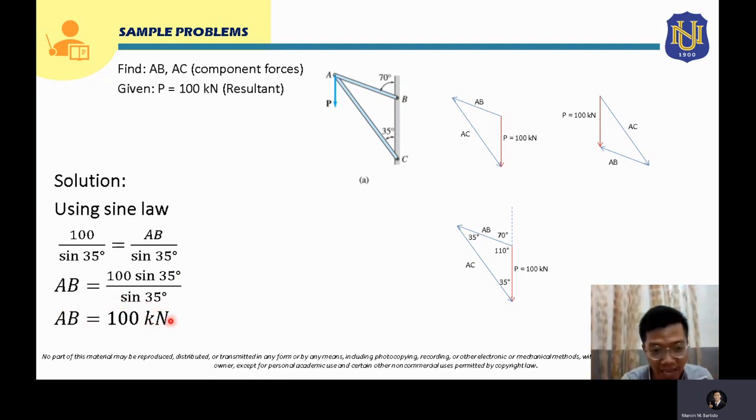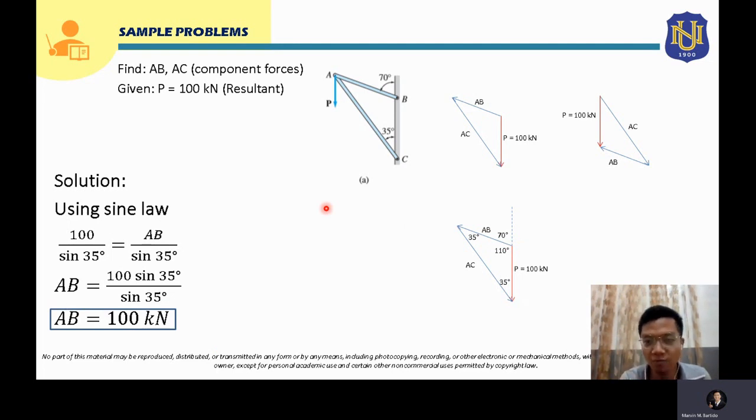Also class, don't forget to include the unit. The unit for this is kilonewton. Don't ever forget to put the unit of your answer, because if there's no unit, it will not be given credit. That will be wrong. So it's important that you don't forget to put the unit of your answer. So the answer for AB is 100 kilonewton.